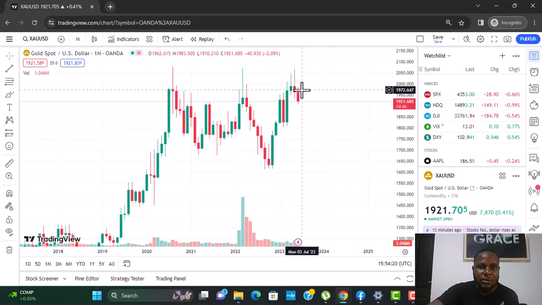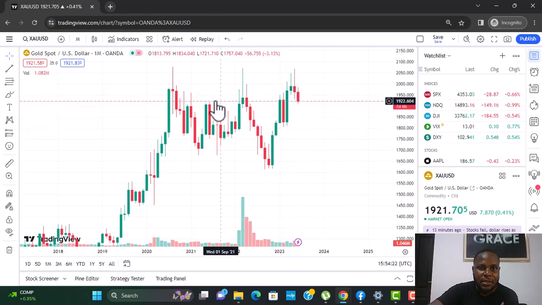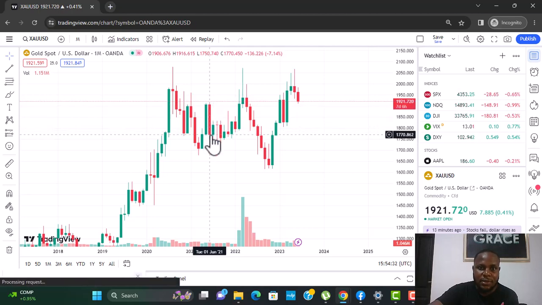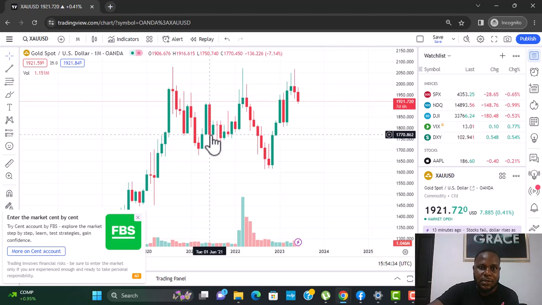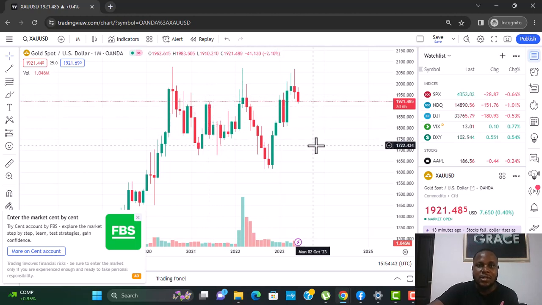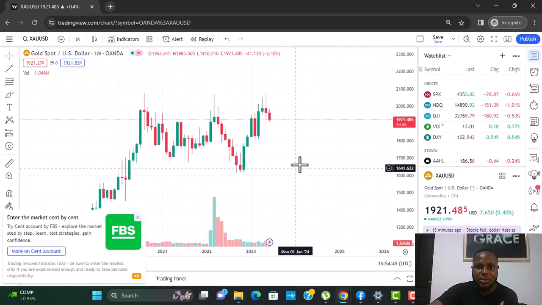So for a bearish candle, let's take this candle for instance. You see that the market opened at 1906 at the start of the month and closed at 1770 at the end of the month. So this is a bearish candle. I'm talking of this candlestick here. So that's a bearish and a bullish candle.